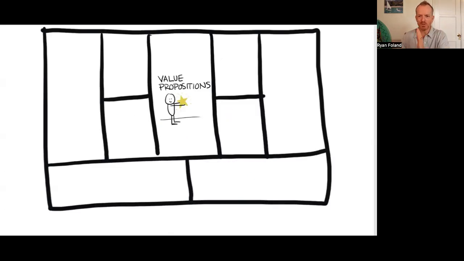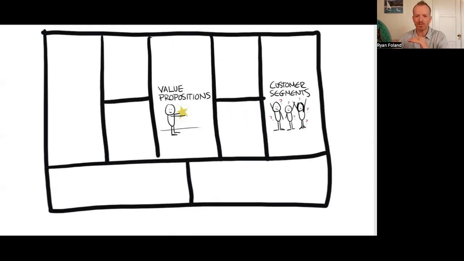Okay, now we're going to jump over to one section. This section is the customer segments. These are your different customer avatars. Are you marketing to the parent or the child or both? Are you marketing towards a certain demographic, a certain age group, a certain region? This is where you put all of that together and you brainstorm it.